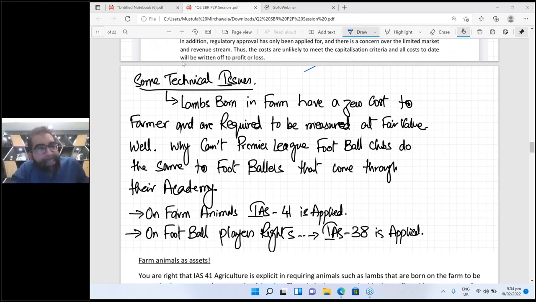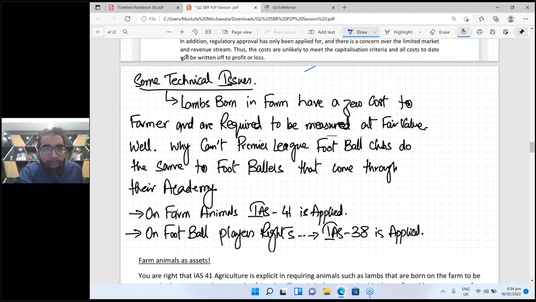So IAS 41 says to book this event as an income: PNL credit and that asset debit. Because you got the gain and it's a proper operating activity. You got it now. See, lambs born in a farm have a zero cost, although right now the cost is zero to the farmer, and are required to be measured at fair value.